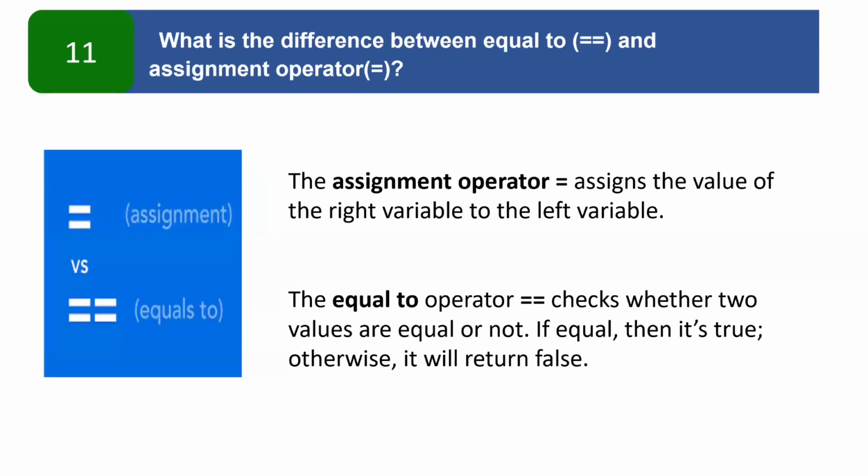What is the difference between the equal to and assignment operators? The assignment operator assigns the value of the right variable to the left variable. The equal operator checks whether two values are equal or not. If equal, then it returns true. Otherwise, it will return false.